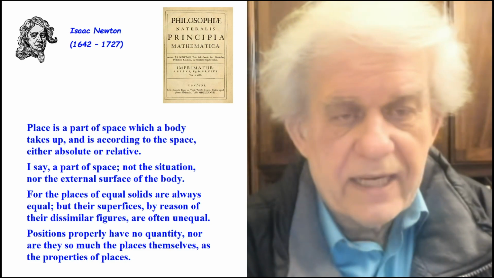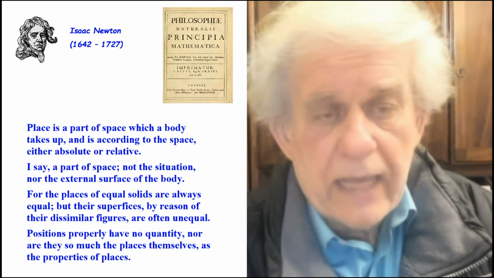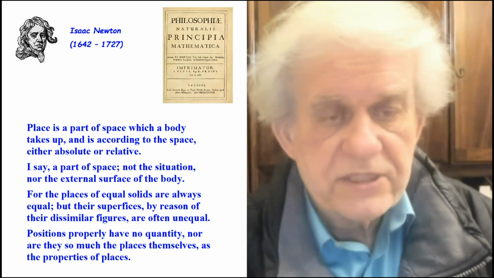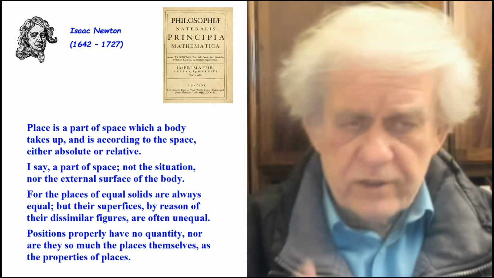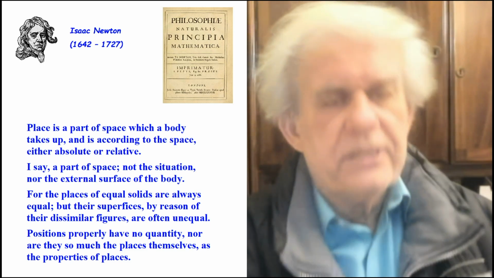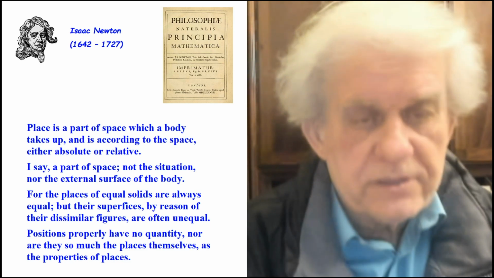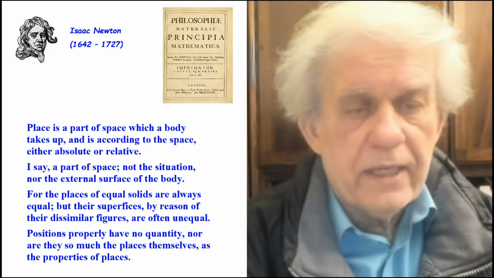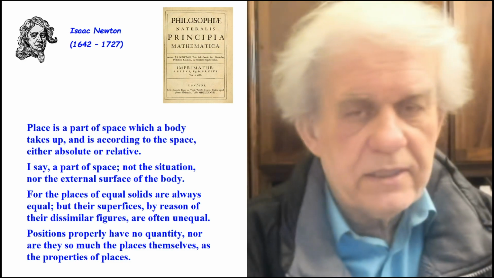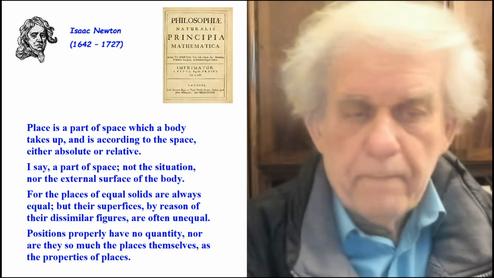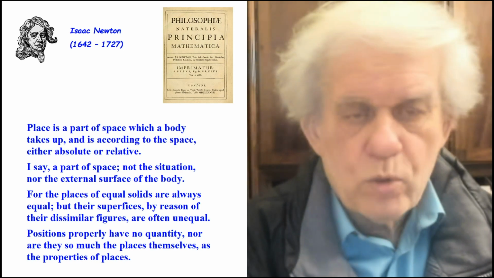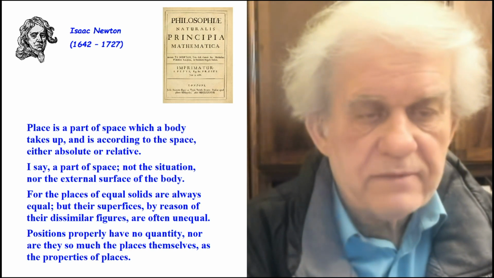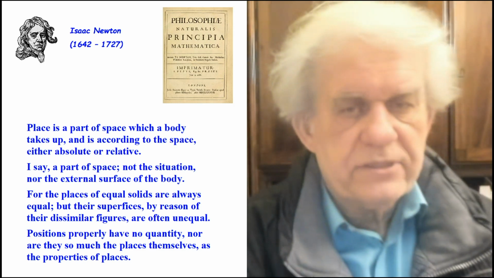Okay, so it says, and is according to the space either absolute or relative. I say part of space, not the situation, nor the external surface of the body. For the places of equal solids are always equal, but their superficies, by reason of their dissimilar figures, are often unequal. And then he clarifies here that there's a little difference between place and position. Positions properly have no quantity, nor are they so much the places themselves as the properties of places.